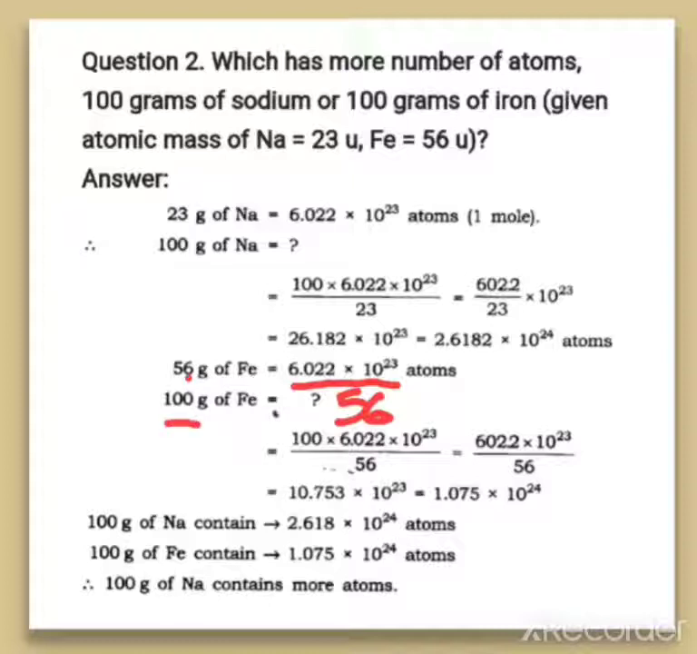So how many will there be in 100 gram? Now you have to multiply that with 100. So what we got here is 100 multiplied by 6.022 into 10 raised to 23 divided by 56. When we solve this, we'll get this value. Now compare the two values to see which has more atoms. So definitely the answer is that sodium contains more atoms.